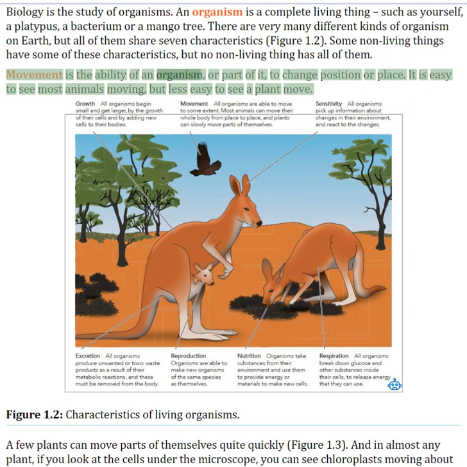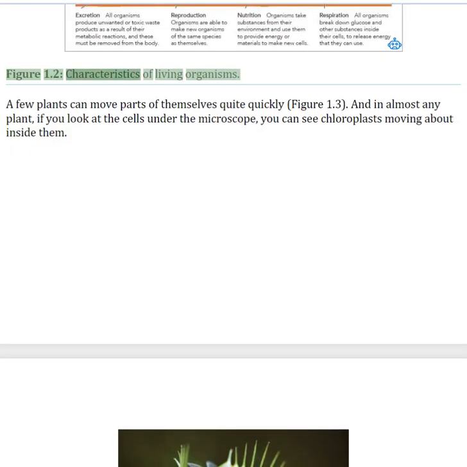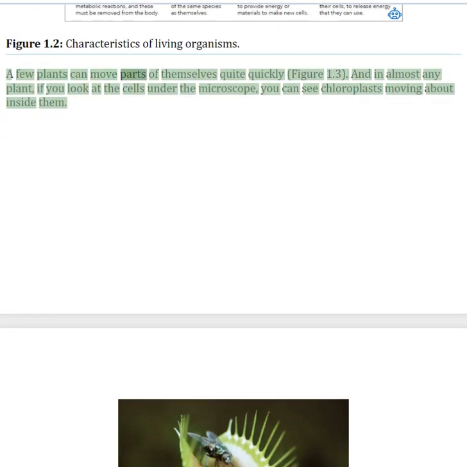Movement is the ability of an organism, or part of it, to change position or place. It is easy to see most animals moving, but less easy to see a plant move. Figure 1.2. Characteristics of living organisms. A few plants can move parts of themselves quite quickly. And in almost any plant, if you look at the cells under the microscope, you can see chloroplasts moving about inside them.